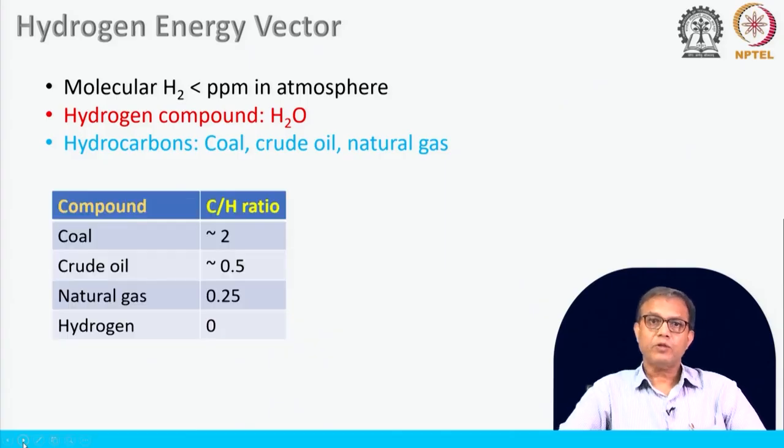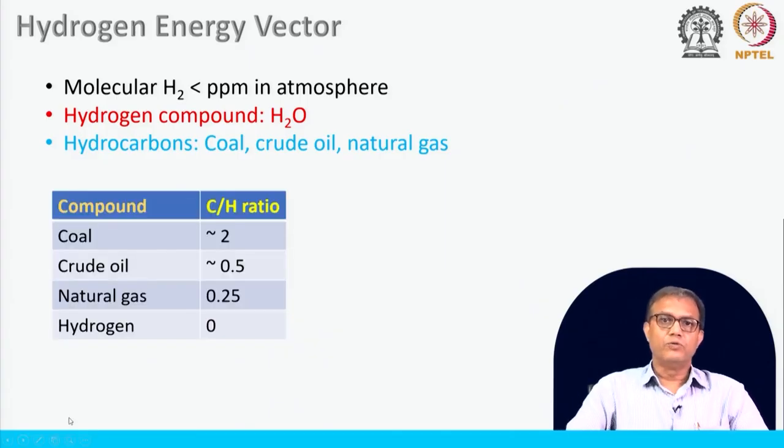But let us look into the C by H ratio, that is carbon to H ratio for all these materials or the hydrocarbons. Say coal is having nearly about 2 carbons per hydrogen, crude oil is having nearly 0.5 and natural gas is having 0.25, and with the hydrogen there is no carbon. So, what does it mean?